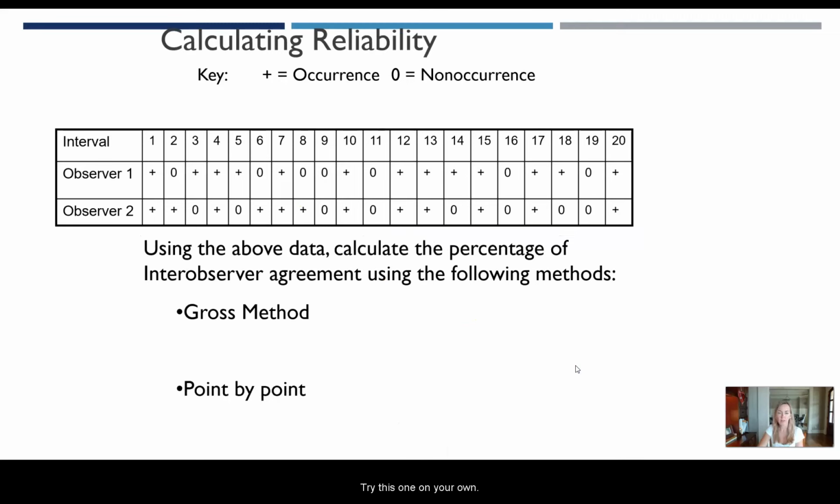Try this one on your own. I'll put it as a quick activity for you to submit your answers. For the gross method part, pretend like it's not interval recording and see what is the smaller number of occurrences over the larger number of occurrences times 100. For point by point, remember, you look at each interval and decide if it's agreed, or not agreed, not agreed, agreed. You find out the number of agreements and you divide by 20, right? And I'll have you post that after the video.